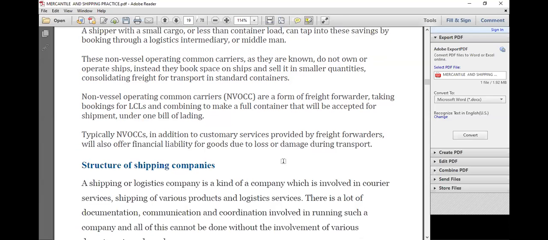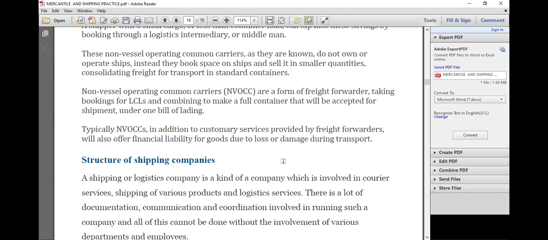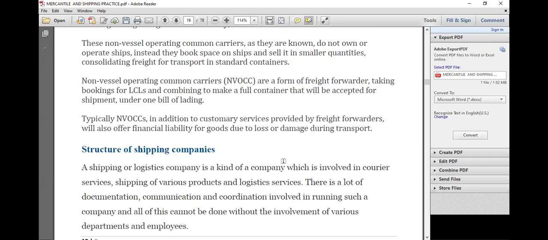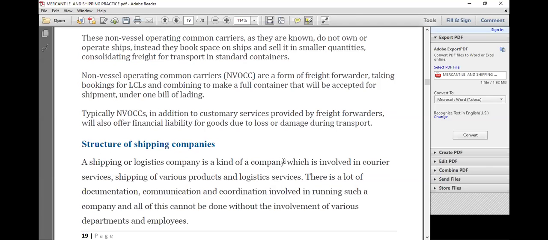So typically, NVOCs, in addition to customary services provided by freight forwarders, will also offer financial liability for goods due to loss or damage during transport.